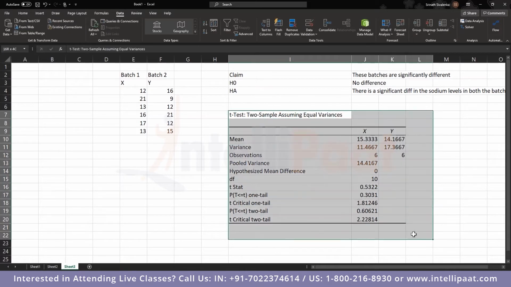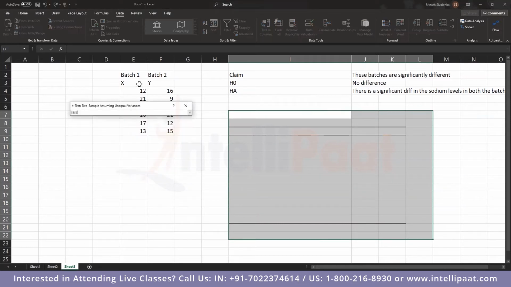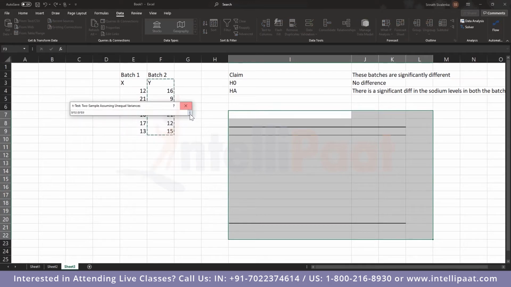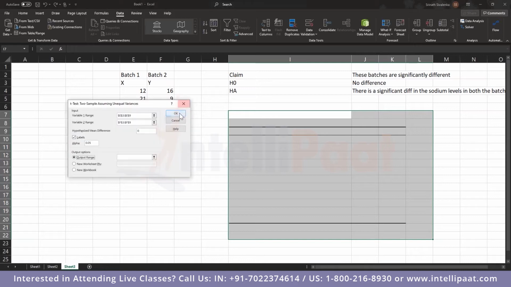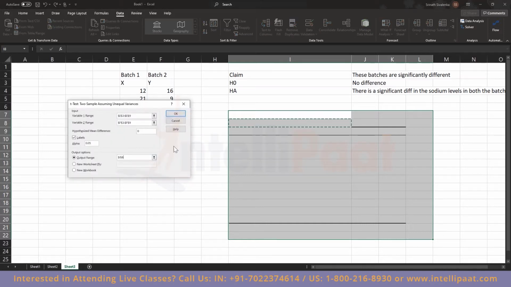Imagine if you were to do the same thing with unequal variance. Let's go here. This time, unequal variances. And if you were to do the same thing, first one, second one, labels, output. Oops, sorry, I have to select output. This is my output.